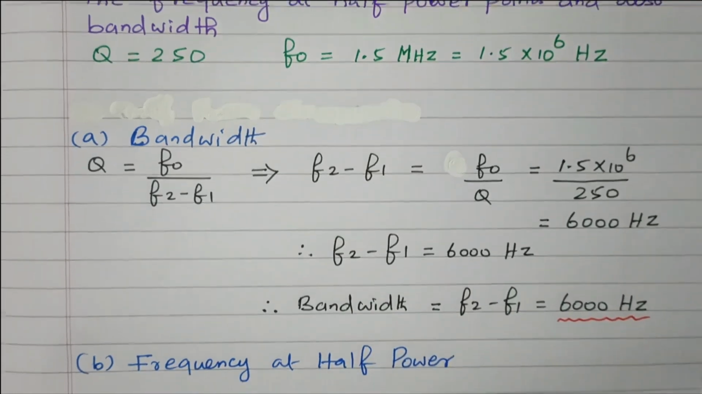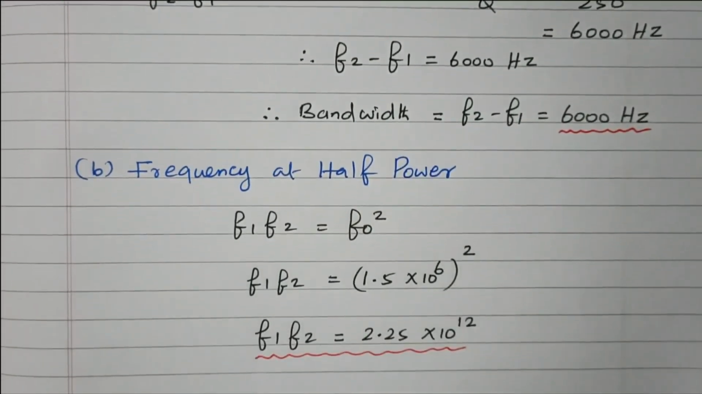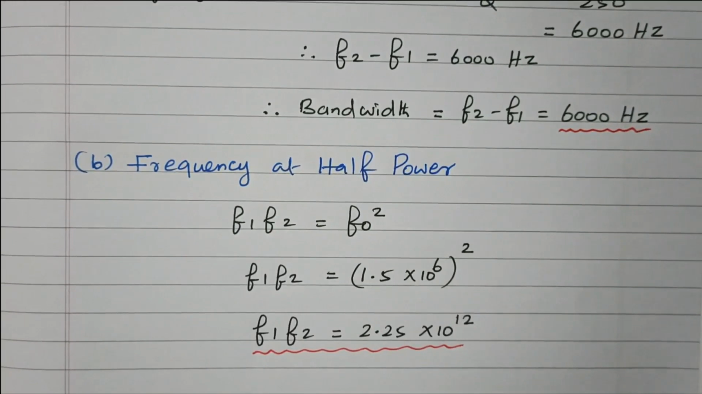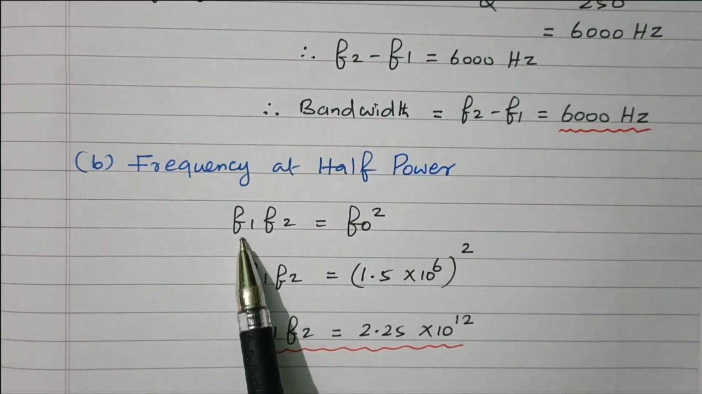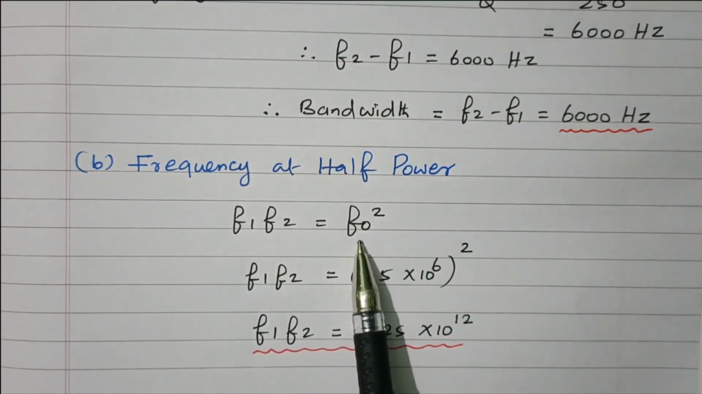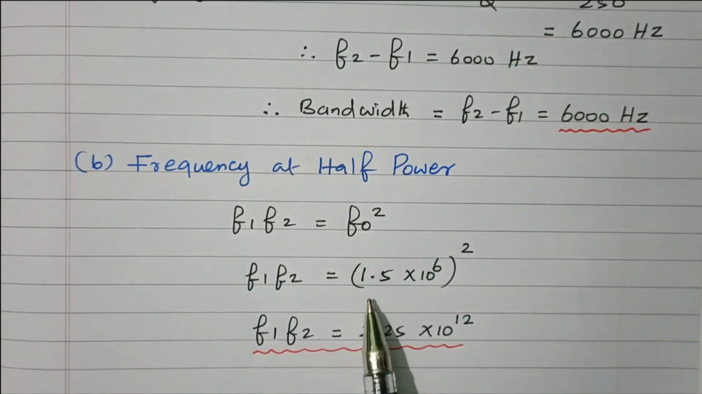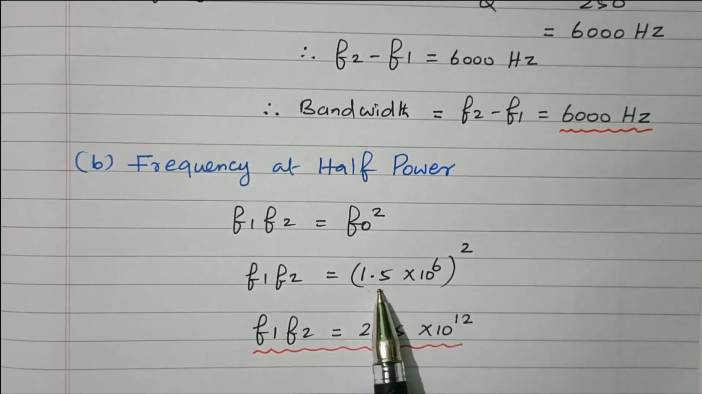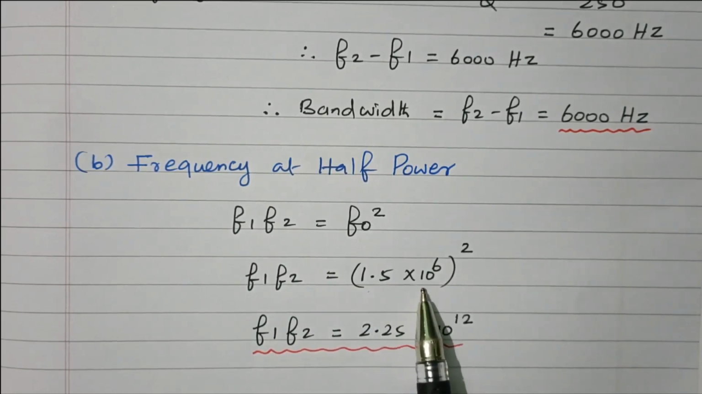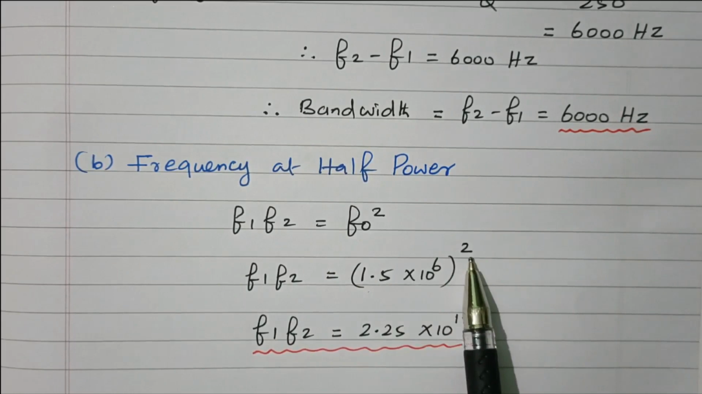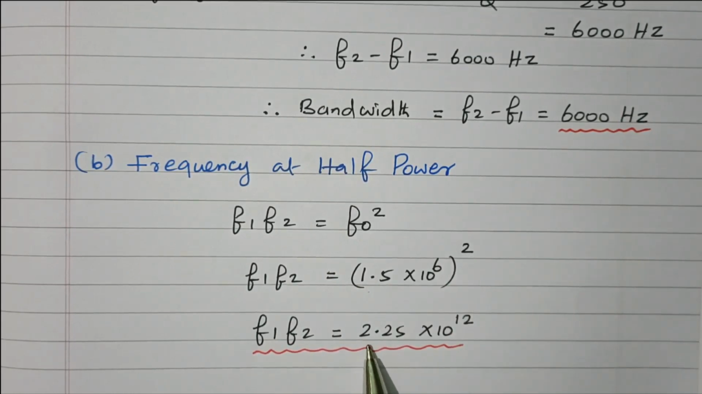Now we'll see the frequency at the half power. Frequency at the half power means F1 into F2. That is the frequency at the half power. We know the formula F1 into F2 equals F naught square. F naught value is given as 1.5 megahertz. So 1.5 into 10 to the power 6, whole square. While squaring we got 2.25 into 10 to the power 12. So the frequency at the half power is 2.25 into 10 to the power 12.